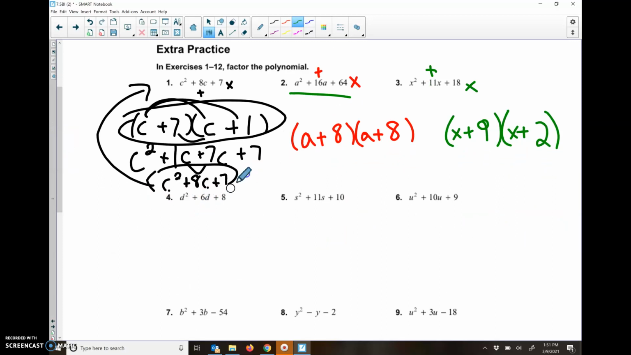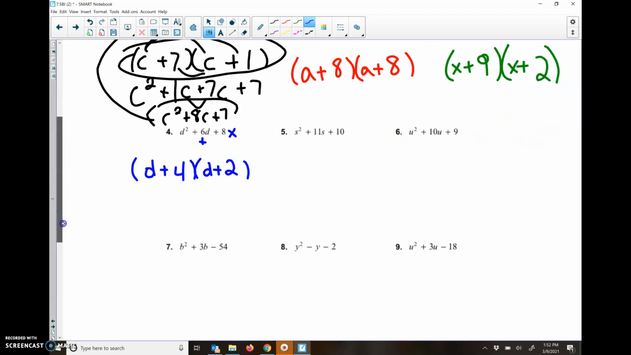Okay, we'll do one more of these plus ones. Let's do number 4. So same thing, we have a plus, so I know it's going to be d plus something and d plus something. Okay, so we have the number 8, so two numbers that multiply to 8 and add to 6. So only two ways I can think to multiply to 8 are 8 and 1. So 8 times 1 is 8, but 8 plus 1 is 9, not 6. And then we have 4 times 2. 4 times 2 is 8, and 4 plus 2 is 6. So that works out. So my parentheses should say d plus 4 and d plus 2.